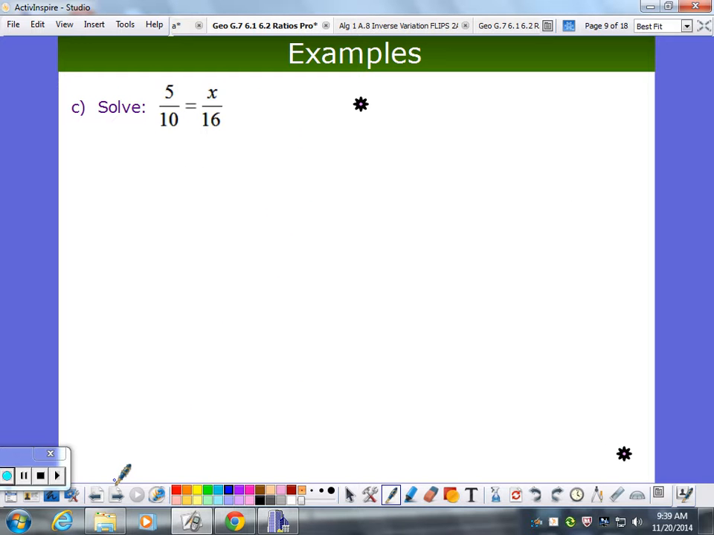Okay. Let's see, we're solving proportions here using the cross product property. So this times this equals that times that. So 10 times x equals 5 times 16. That's the cross product property. So 10 times x equals 80. Divide both sides by 10. X equals 8. You can check your work. If you put an 8 in here, you can use the calculator to do 5 divided by 10, 8 divided by 16, or you hopefully can see 5 over 10 is a half, and 8 over 16 is also a half, so I know that's the right answer.